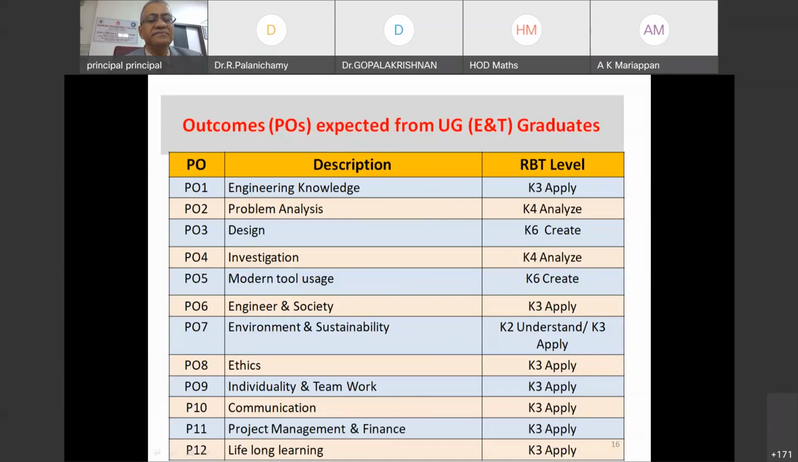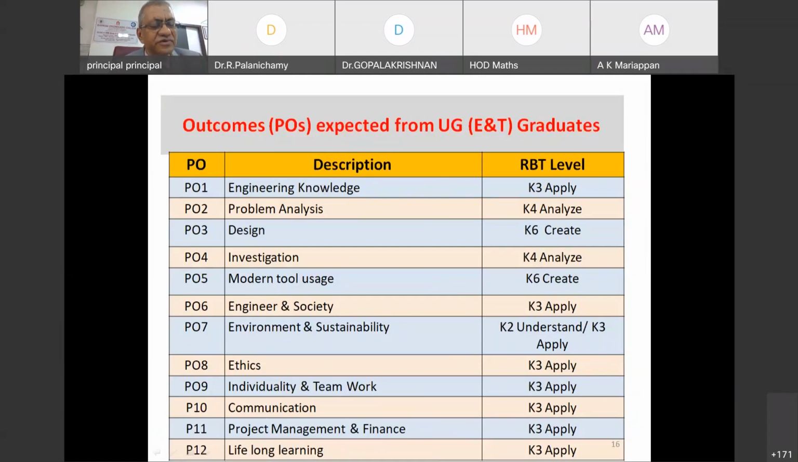Okay, so here I have prepared a chart. You can argue on this table. I have given the POs. Then what does the PO do? The description I have given in the next column. In the third column I have also mentioned the RBT level, that is the revised Bloom's taxonomy level.